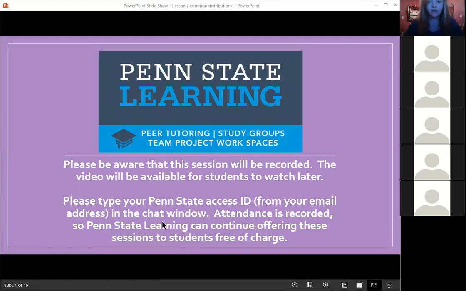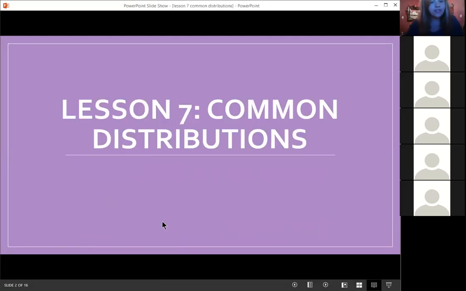So this week we are going to go on to lesson 7. So now we're going to basically talk about common distributions that we see. We've been talking a lot about variables and what we do with them, but this week we're going to talk more about what happens when we want to present them graphically, or in a visual manner. So we'll talk about how that works.